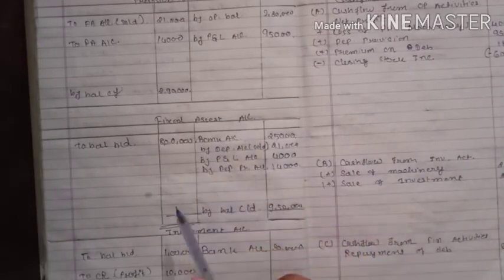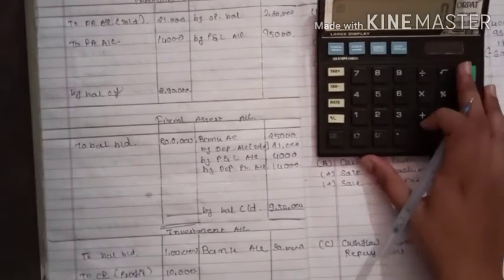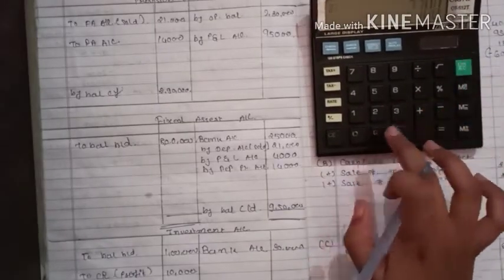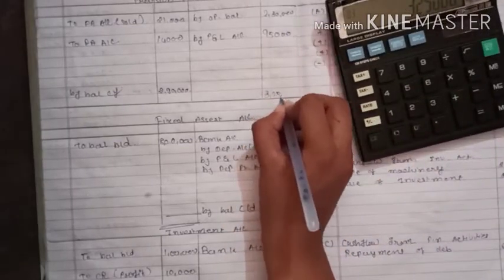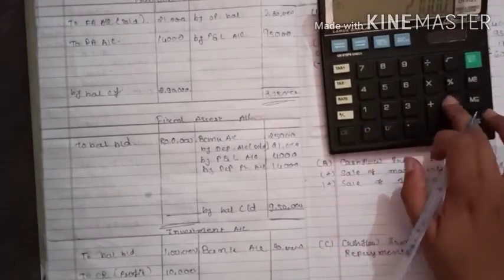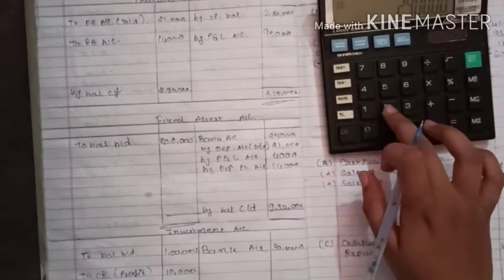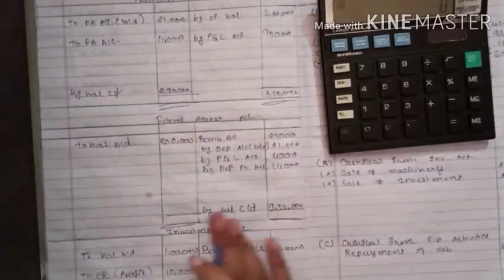Now we are closing the accounts. So 2,30,000 plus 95,000, total would be 3,25,000, minus 21,000, 14,000, minus 2,90,000. That means the account is tally.